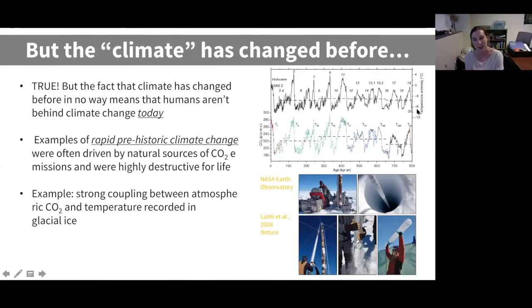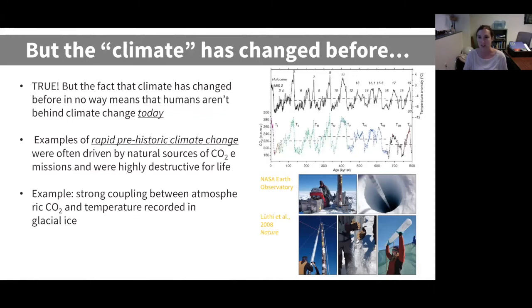And then I hear this argument, well, the climate's changed before. And I like to always immediately say, you know what, that's absolutely true. You never debate that point. But the fact that the climate's changed before based on natural processes in no way means that humans aren't behind the causes of climate change today. So I like to be really upfront with talking about past examples of climate change, because we can use that in order to learn how the Earth responds when you change CO2, or how ecosystems respond when the climate changes.